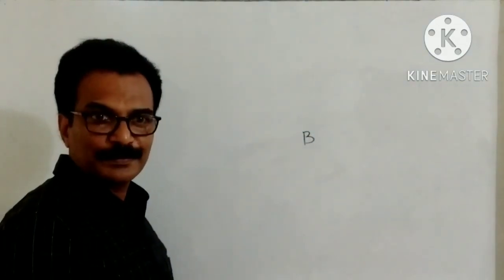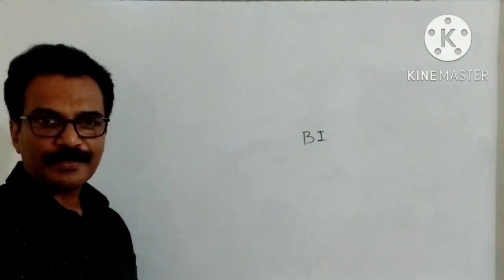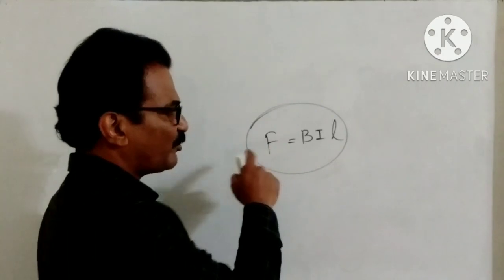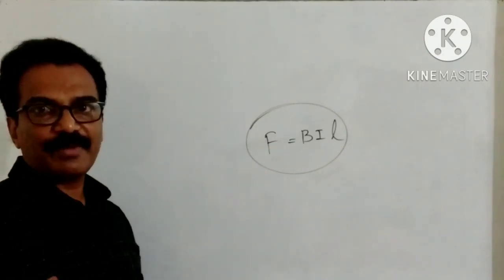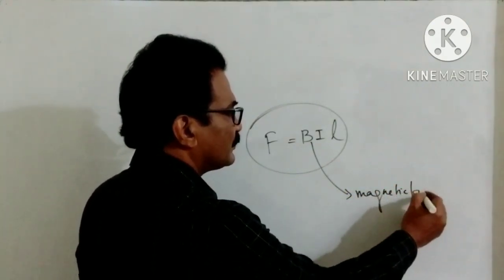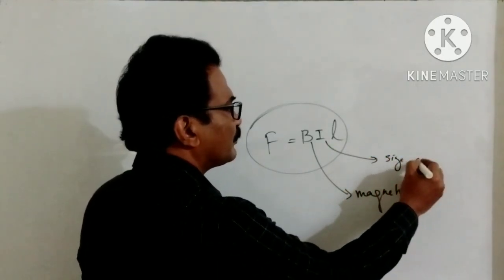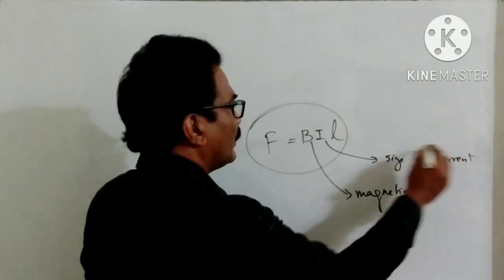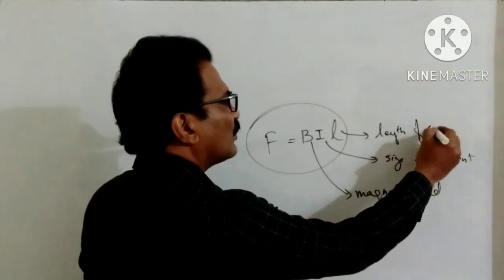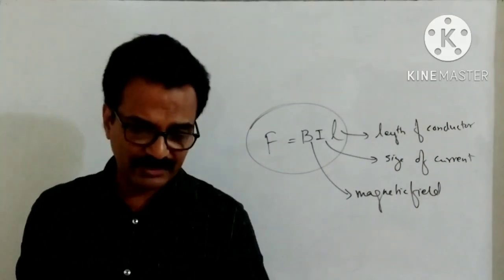Current flowing through the wire, the intensity of current. Then length of the wire within the magnetic field. If you remember, this is the formula. The force experienced by a current carrying conductor kept in a magnetic field depends on the strength of the magnetic field, the current flowing in the conductor, and the length of the conductor within the magnetic field.